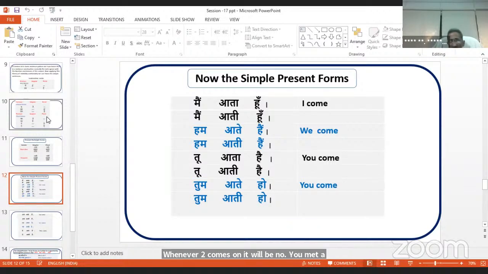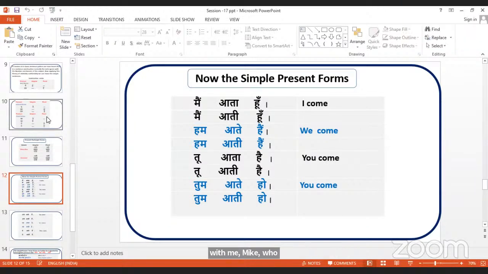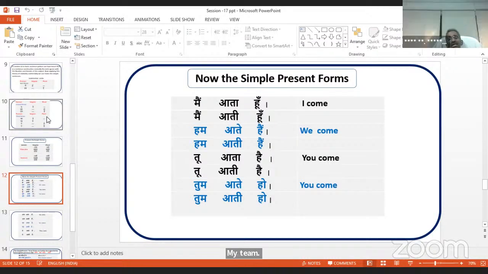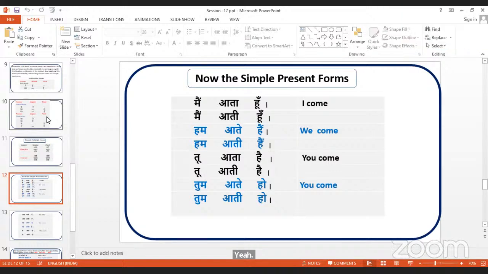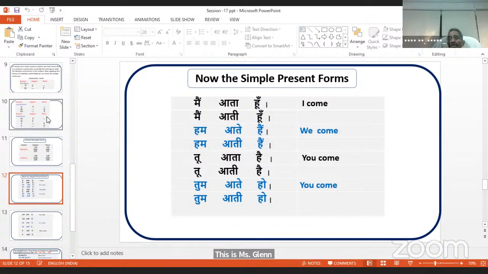Now you may repeat along with me. Main aata hoon. Main aati hoon. Aati hoon is the feminine construction. Hum aate hain. हम आते हैं. This is masculine plural. This simple present tense form, hum aate hain, stands for masculine plural. Aate hain, that's the indication. Te hain stands for plural formation.